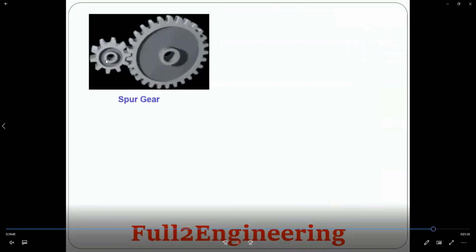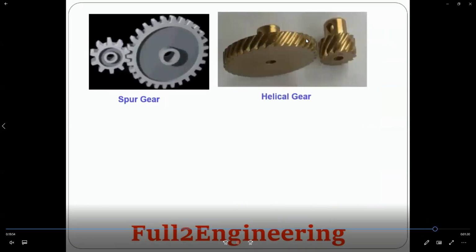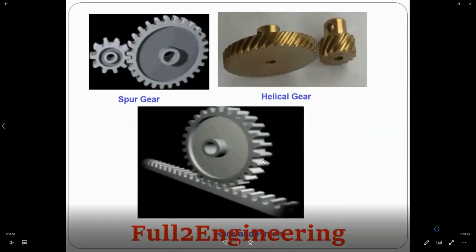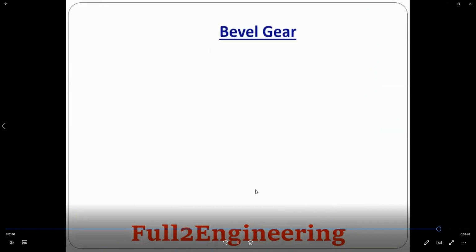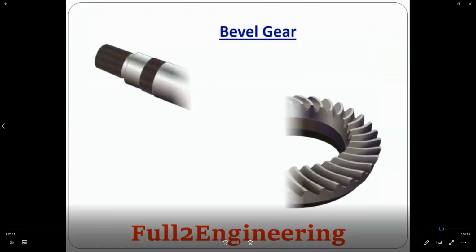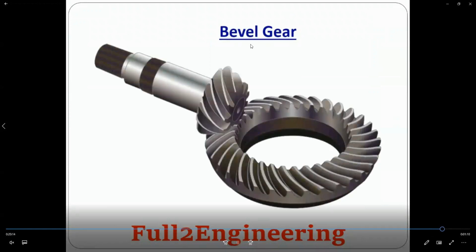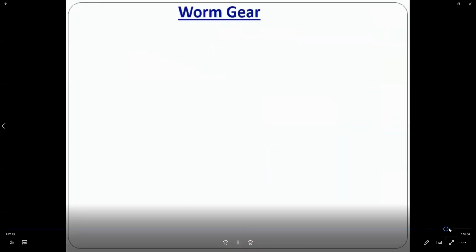Spur gear, rotation. This one also rotates for the gear. Helical gear. So the teeth are in a different direction. This one is stronger. Another one is rack and pinion, rotation to horizontal. Okay, we will go through more details for gears in another chapter. So this one is bevel gears, worm gears, different types of gear.